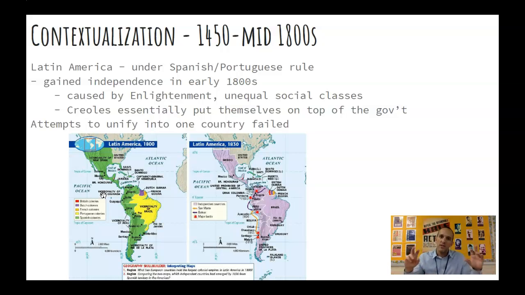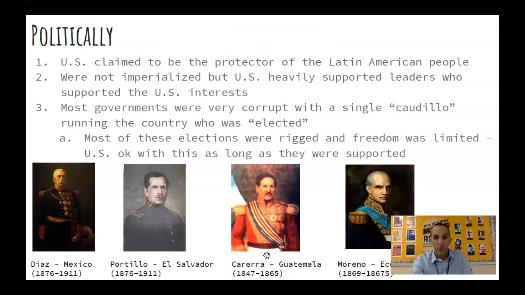So we kind of have this fake democracy, similar to the United States at this time, where only white landowners could vote. It's similar here, where only the people who are wealthy and own land could participate in the democratic process. The attempt to unify Latin America into one country, which was Simón Bolívar's dream, fails, and we essentially have a lot of little countries that break up in this area over the course of the 1820s, 30s, and 40s.